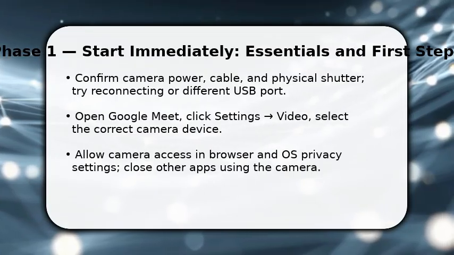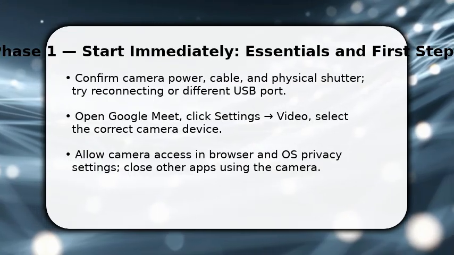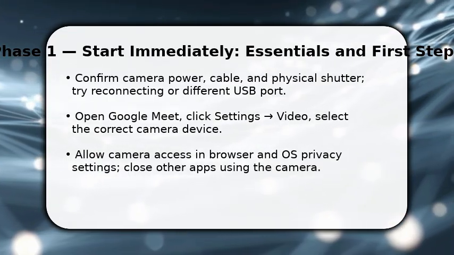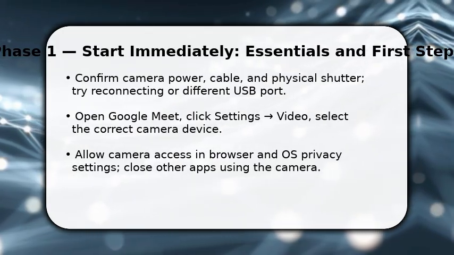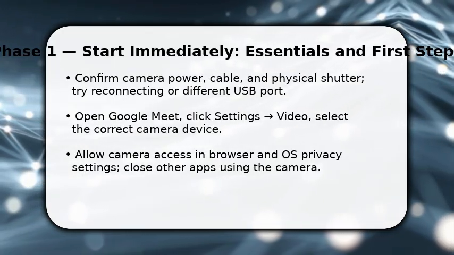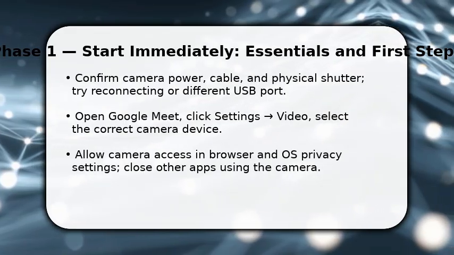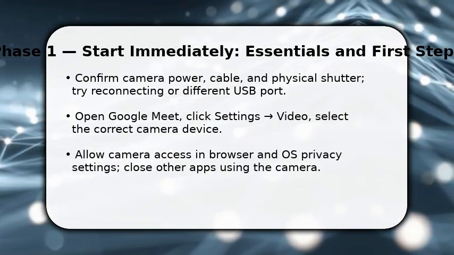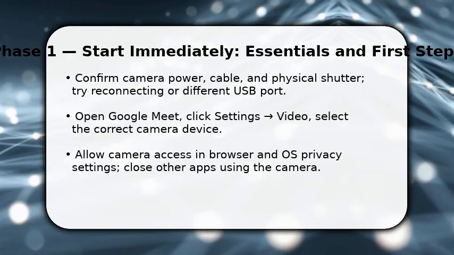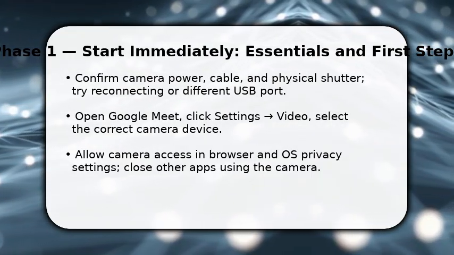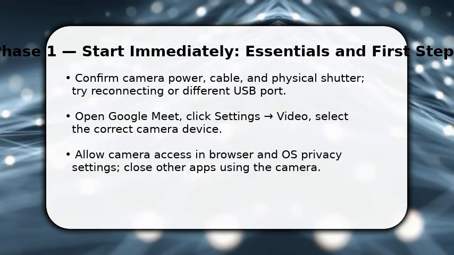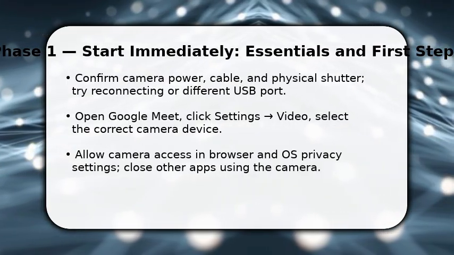You begin with rapid, decisive checks so you can fix the camera now. First, confirm the camera has power and no shutter is blocking the lens, then reconnect the cable or try another USB port. Once done, open Google Meet and go to Settings then Video to explicitly select your camera. Make sure you have allowed camera access in both your browser and your operating system privacy settings, and close any apps that might already be using the camera.